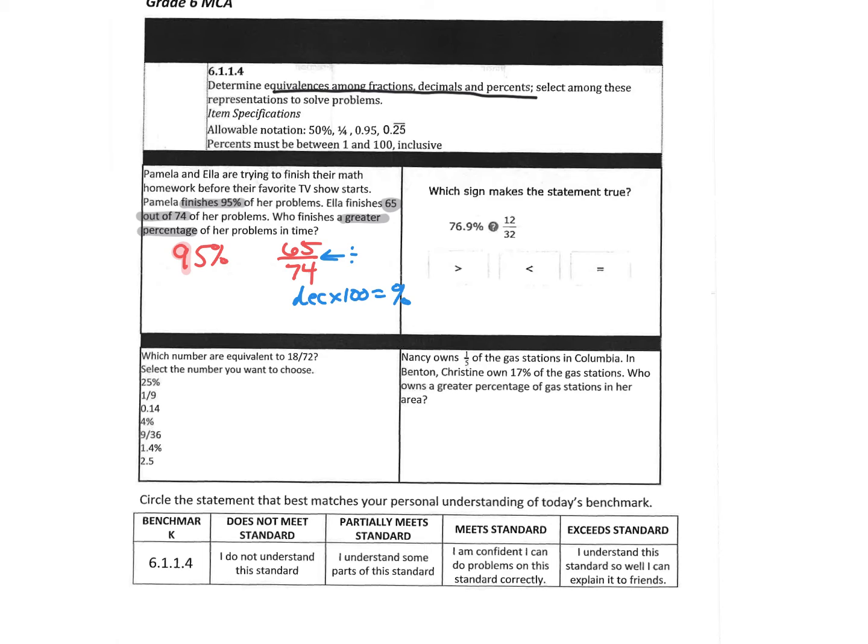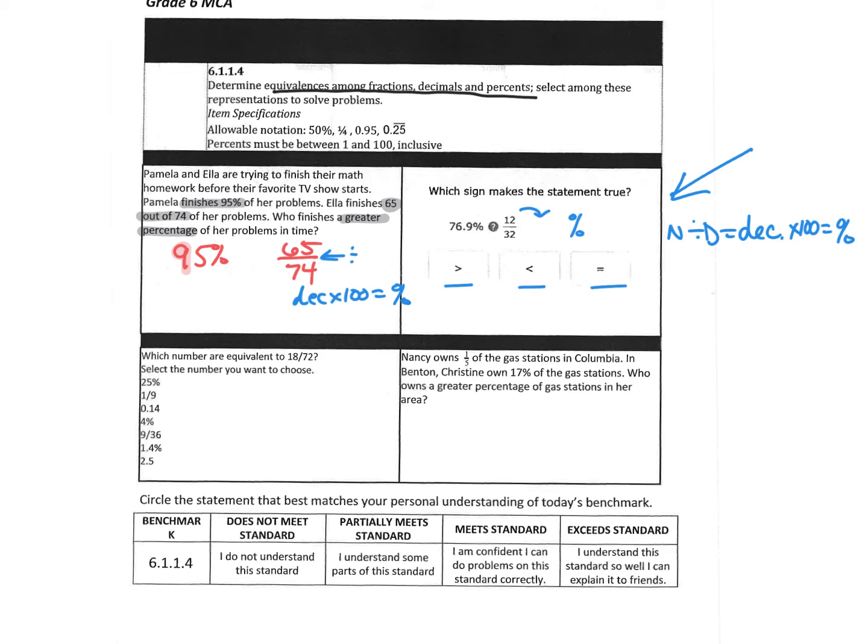The same method will be true here. We're trying to decide, is 76.9% greater than, less than, or equal to 12 out of 32? So what you could do is change this to a percent to be able to compare them. Remember, fraction, we can do numerator divided by denominator to get a decimal, and we can multiply that decimal by 100 to get a percent.